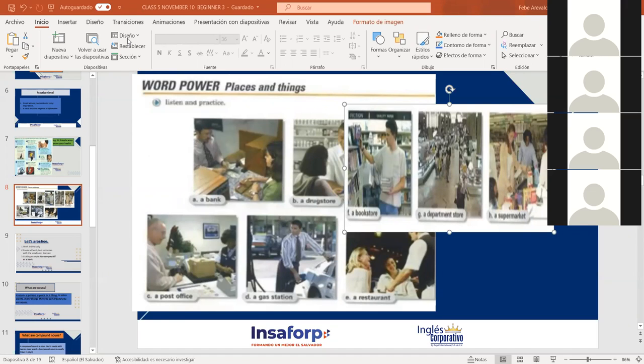A bank, a bookstore, a supermarket, a restaurant, a gas station, a post office.